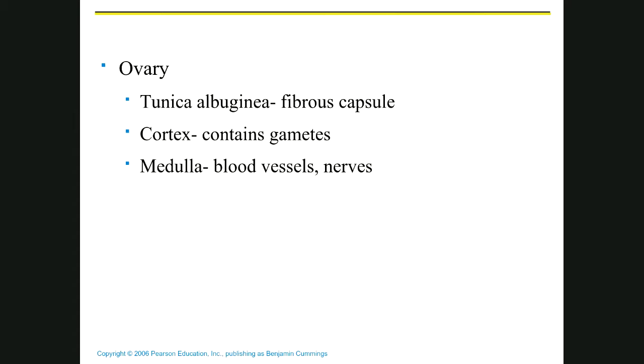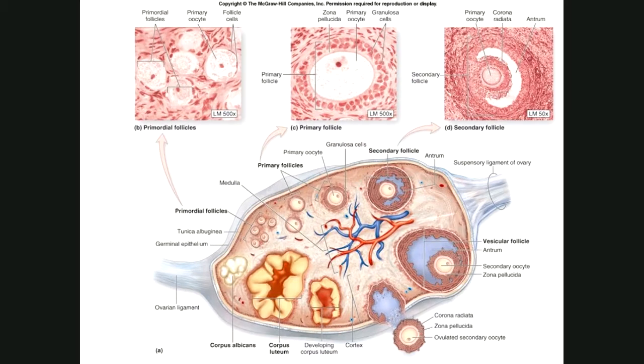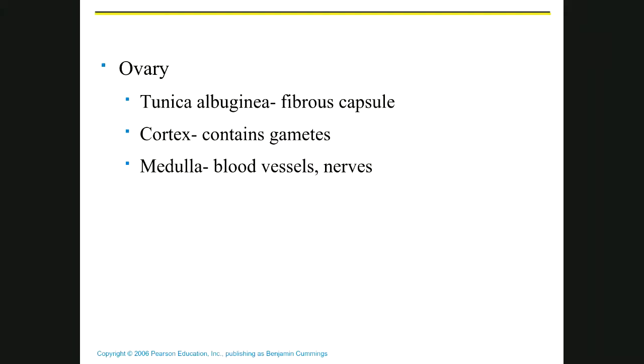Well, it has some other things in common with the testis too. Remember, the testis had a thick, white, fibrous coat around it. It was called the tunica albuginea. Well, it's the same thing with the ovary. So if you do a section through it, there is that tunica albuginea. And again, it goes all the way around. Remember, tunica albuginea means white coat.